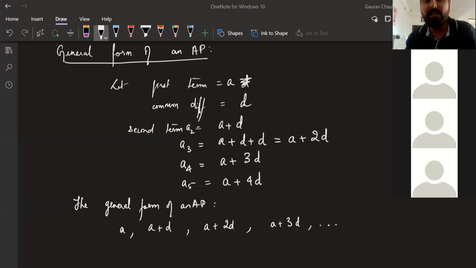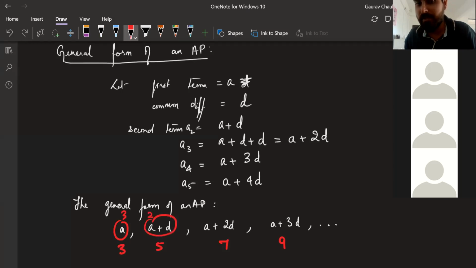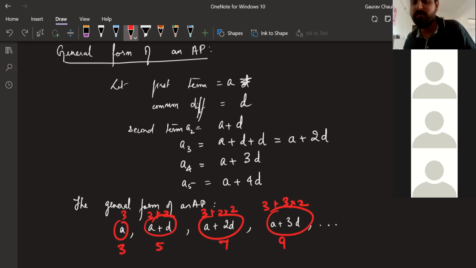Basically, suppose this is 3, this is 5, this is 7, this is 9. A is 3. D is 2. So A plus D is 3 plus 2. Then 3 plus 2 into 2, then 3 plus 3 into 2, and you're getting 9. You see, that's the general form of an AP. I want you to take this down.